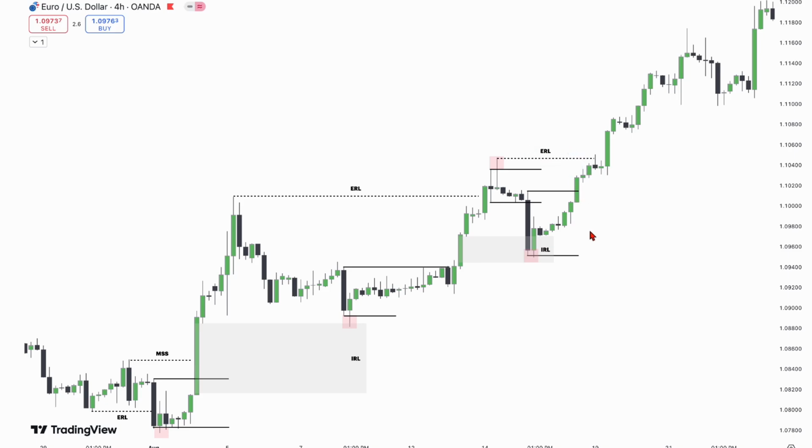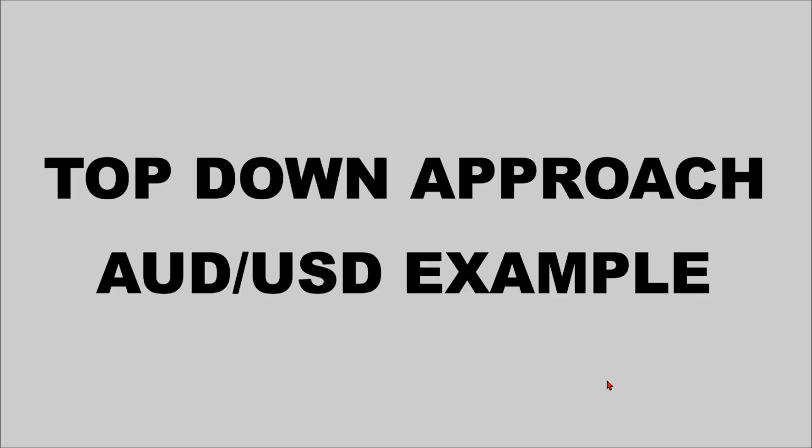As you can see, by combining IRL and ERL with CRT, we can catch market turning points that are often the cause of reversals, retracements, or continuations. Believe me, guys, I've backtested this extensively, and it works wonders. Look closely at this example, and you'll notice how the price consistently creates a CRT before moving from one liquidity point to another. Let's move on to a top-down analysis to see how these concepts work in a live market and how you can incorporate them into your trading style.